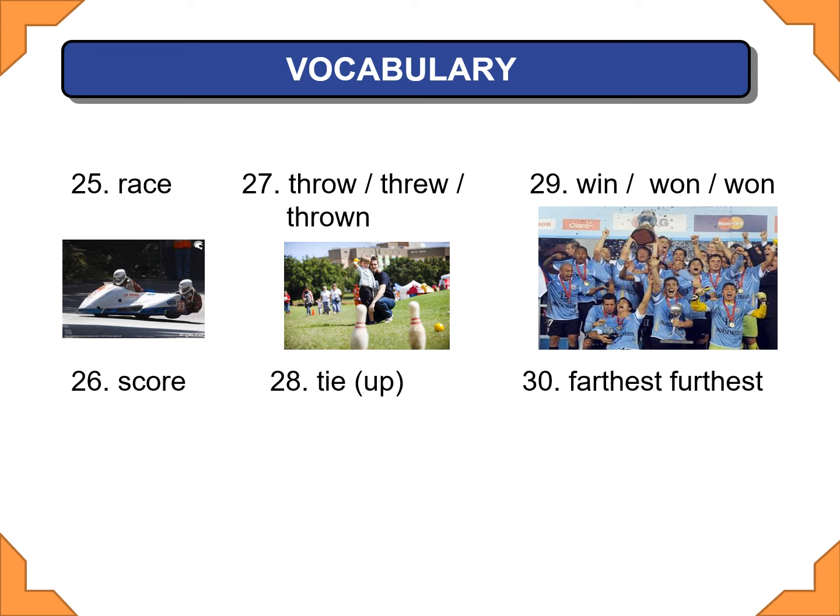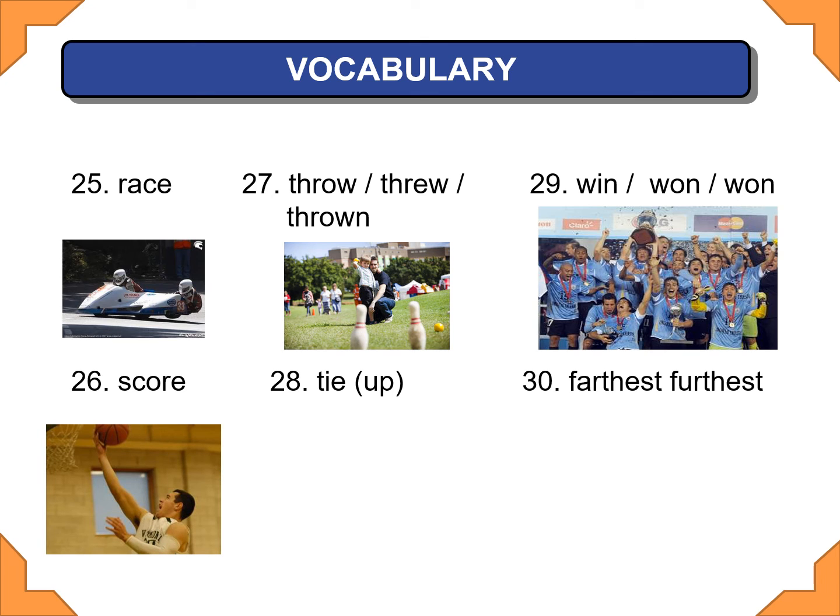Win. Win is the opposite of lose. In this case, for example, in a competition, there are several teams and your team won. That's the past tense. And yes, of course, win, won. It's an irregular verb too. Score is not only the noun, but the verb. In this case, as you can see, the basketball player is scoring a point for his team. That's a score.